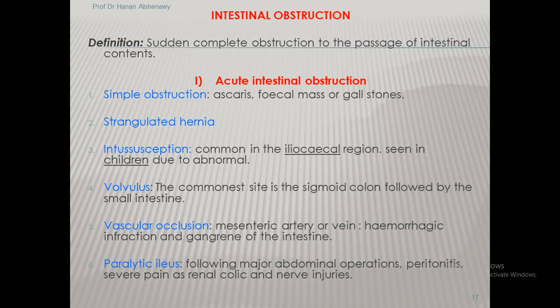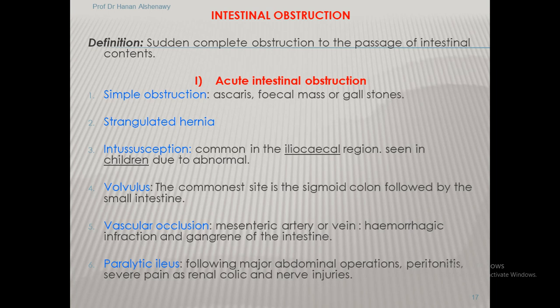It will go in a complete circle around its axis. Vascular occlusion by thrombus affecting an artery or vein in the vessels supplying the intestine, or paralytic ileus. Paralytic ileus is caused by infection or after operation.